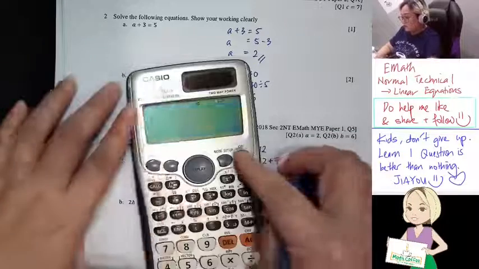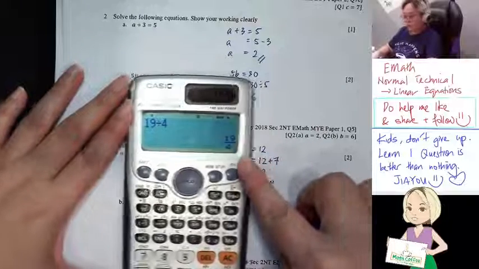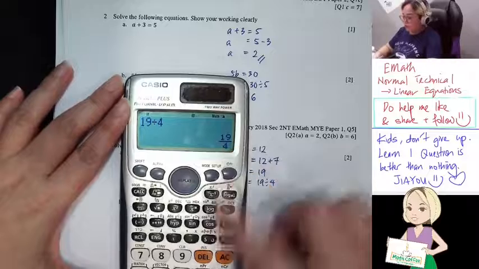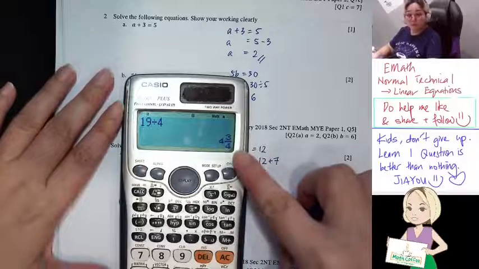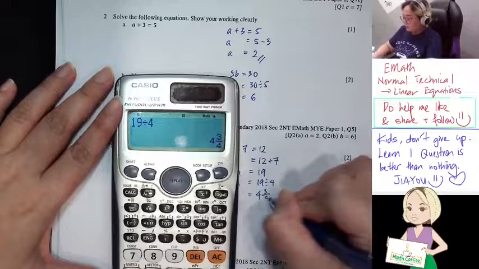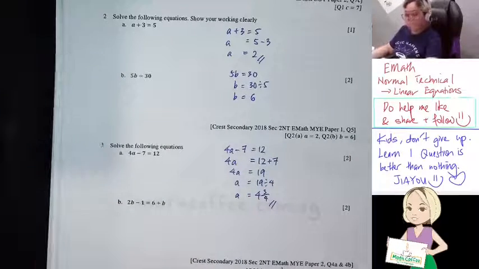Okay, so you see 19 divided by 4, you get an improper fraction, right? You can either leave it in this form. Usually I don't like to leave it in improper fraction. Either you leave it in decimal or you leave it in mixed number. Okay, so I will prefer to put it in mixed number. So A is equals to 4 3/4.